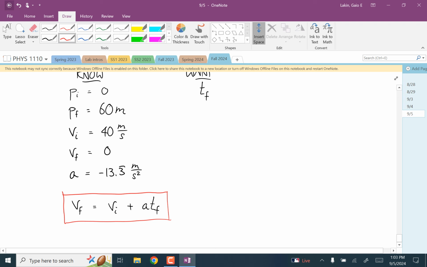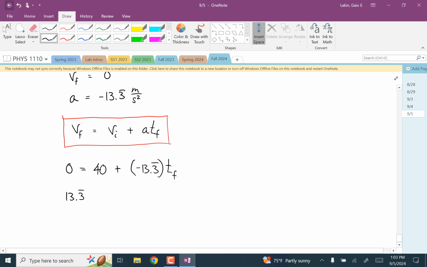Okay, so we got 0 is equal to 40 plus negative 13.3 repeating TF. And so 13.3 repeating TF is equal to 40. And so TF is equal to 3 seconds, I think.